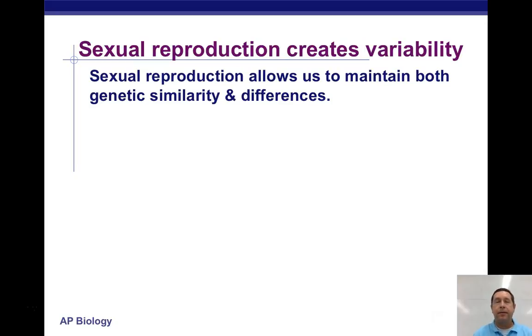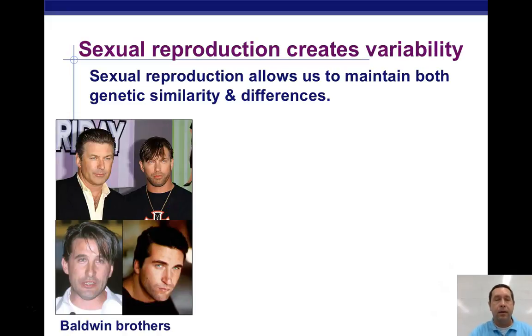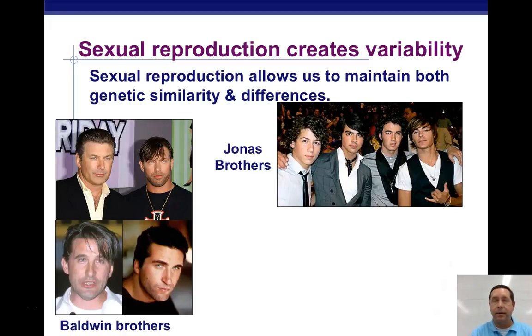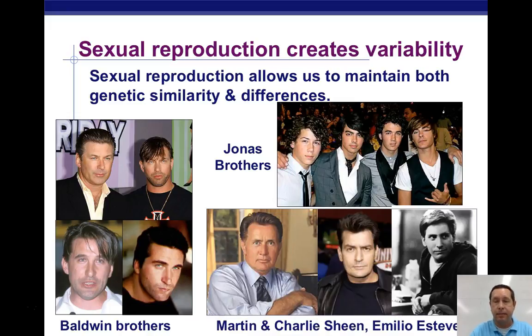So one of the main benefits of sexual reproduction is it creates variability, allowing for new combinations of genes, which allows living things to adapt to changes in their environment, whereas mitosis creates genetically identical individuals. Just some examples: obviously we look like our relatives, but not necessarily identical. You can see similarities and differences in these brothers and fathers and sons and so on.